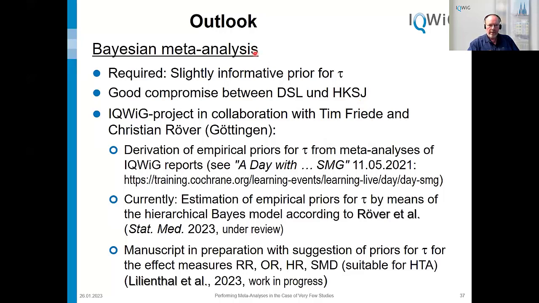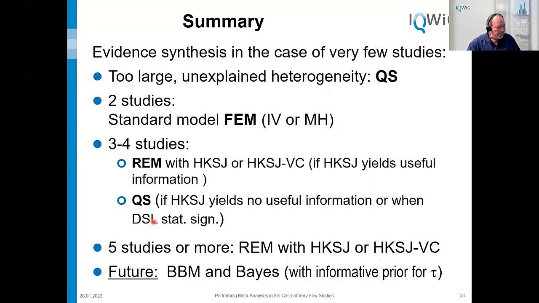But if you use Bayes with these informative priors, we have a useful result, and we can, additionally to the conclusion that there is a benefit of the intervention, also quantify this effect, and this would be the advantage of using Bayesian methods in the future. So a summary, I have to hurry up.